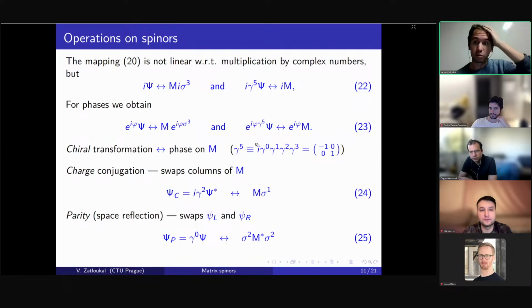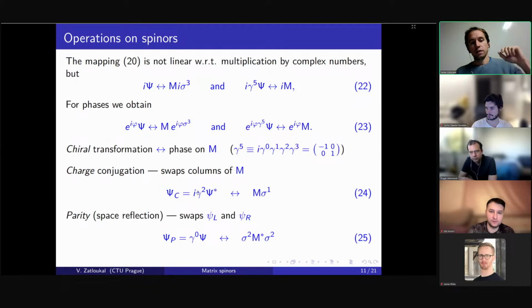There are some other operations that one can think of. So let me show, for instance, if we just swap the columns of M, then in the psi picture, I would say on the Dirac spinors, this would correspond to this operation, charge conjugation of the Dirac spinor. So the charge conjugation is performed just with the swap of the columns of M.